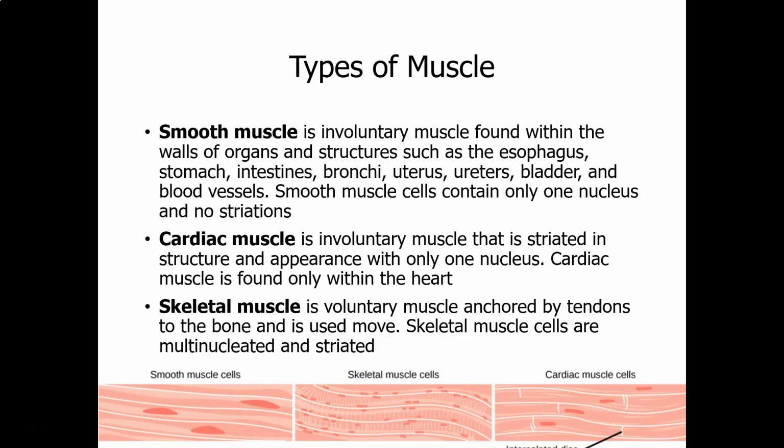Now, in the next section, we're going to talk about types of muscle and the muscular system. But real quickly, we have smooth muscle, which is involuntary. That means we don't have voluntary control of it. It is found lining organs like your esophagus, your stomach, your intestines, anything that carries solid or liquid or air through it. So it can be blood vessels, it can be your respiratory tract. All of those are lined with smooth muscle. Smooth muscle has no striations and a single nucleus.